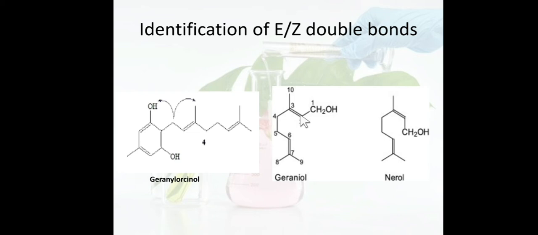Friends, you can see here the geraniol and nerol have only one difference: the double bond between carbon 2 and 3 is trans in geraniol and cis in nerol. So if this is cis, this is nerol, and if it is trans, then it is geraniol. So how can we identify this? Because it is very easy.